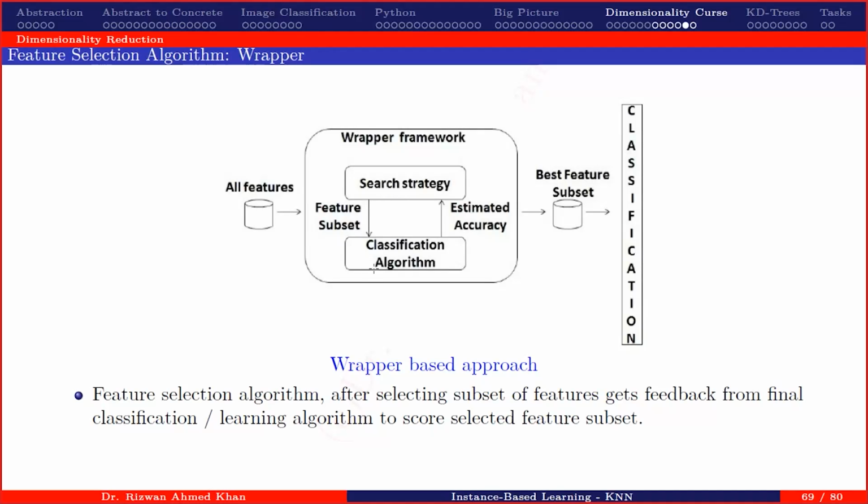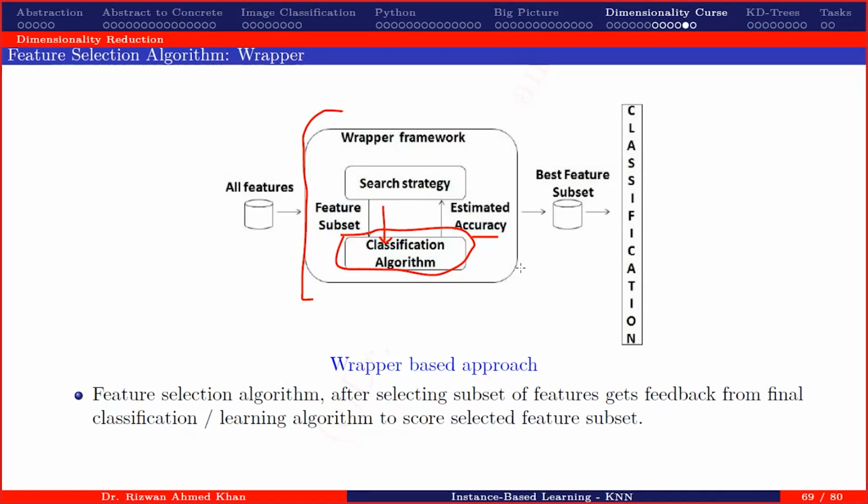ठीक है. राइट सर, तो जो रैपर बेस्ड में आप ये देखेंगे, you will have a classification algorithm. So it is choosing a subset and passing through a classification algorithm and checking its accuracy, and it's doing it iteratively for all the subsets. So you have an exponential number of subsets, and each subset is passed through a classification algorithm and accuracy is estimated to find which subset is the best subset.